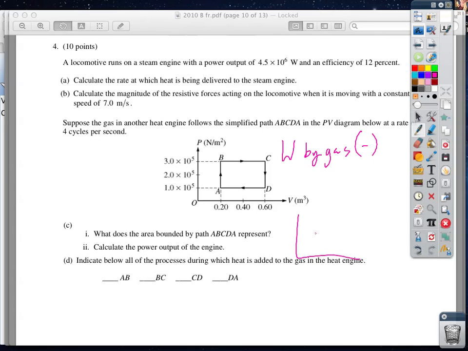If this graph is this way, counterclockwise, right? Then that means work done by the system, which is positive. Oh yeah, so it should be.